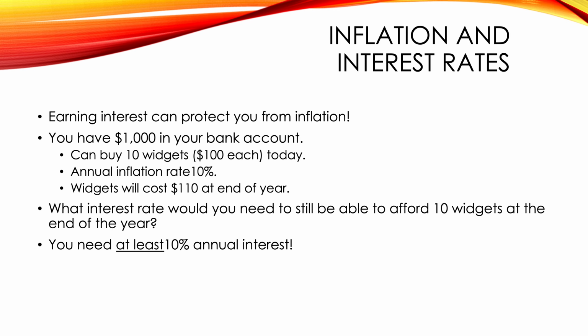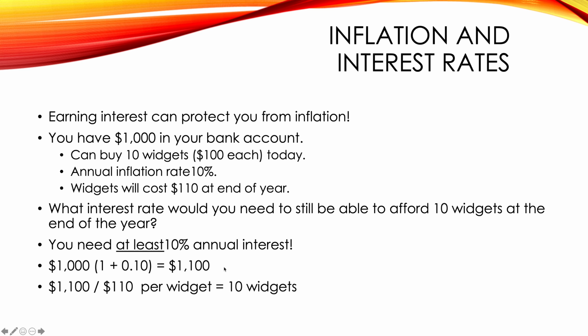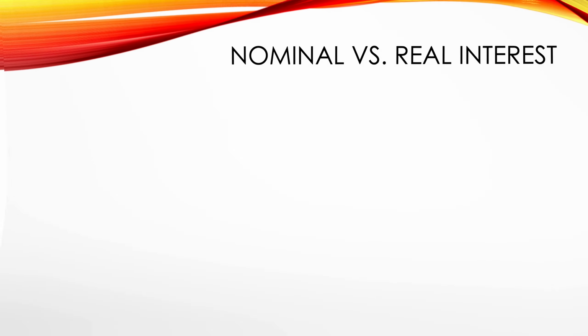Because based on the simple interest formula, 1,000 times 1 plus the interest rate as a decimal is going to give you that $1,100 that you'll need when they cost $110 each. So the rule is, and it's a pretty simple rule, if the rate of interest is greater than the rate of inflation, you're going to be better off. If the rate of inflation is higher than the interest rate, your purchasing power is going to decrease. And if the inflation rate is exactly equal to the interest rate, then, in theory, your purchasing power has not changed over time. So, there's something we call nominal interest rates and what we call real interest rates.